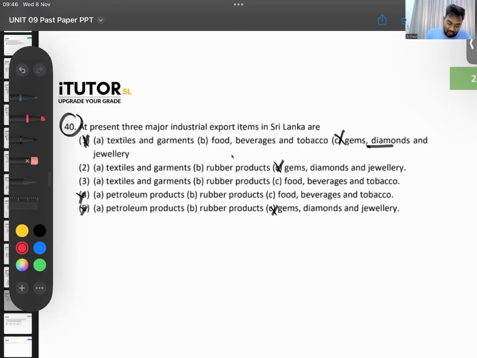Sorry, not 4, you can't cut 1, 2 and 5. Okay, so 3 and 4 are left. Common sense should kick in. Which one is the biggest? Is petroleum the biggest or textile the biggest? Textile is the biggest, no? In the fourth one, textile is not even there. Can't be the answer. So it has to be number 3. So textile is 1, rubber is 2, food and beverages is 3.